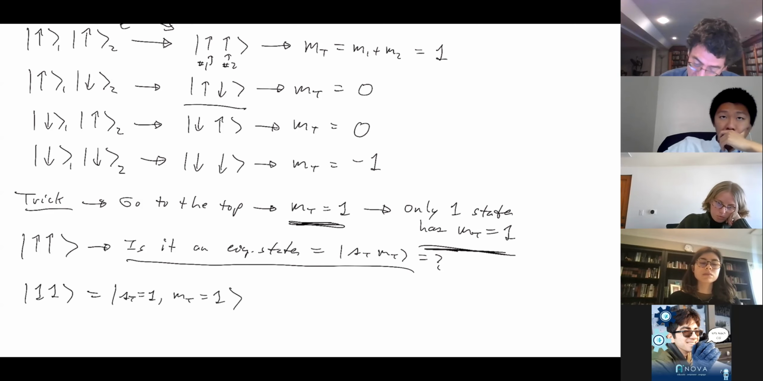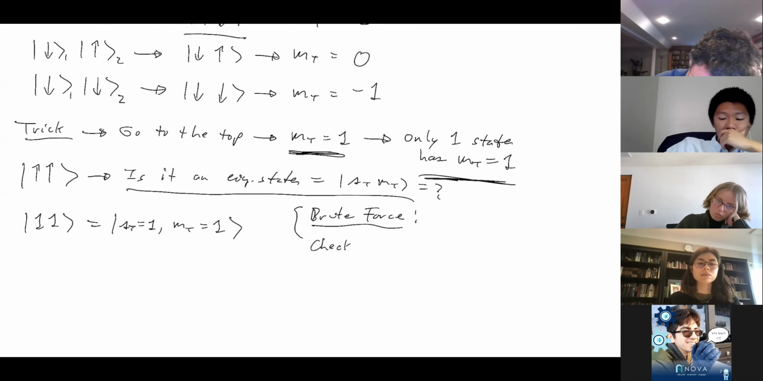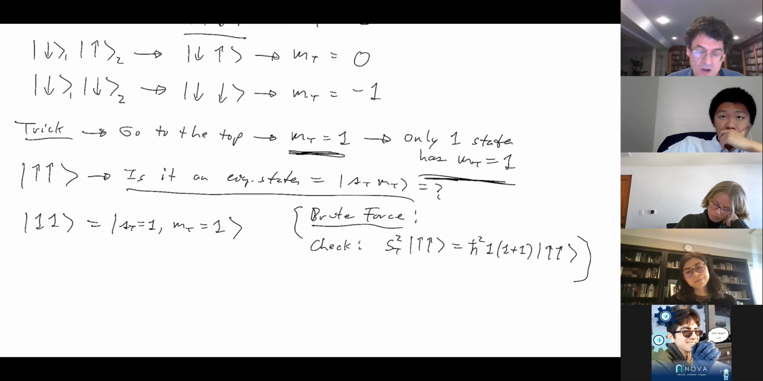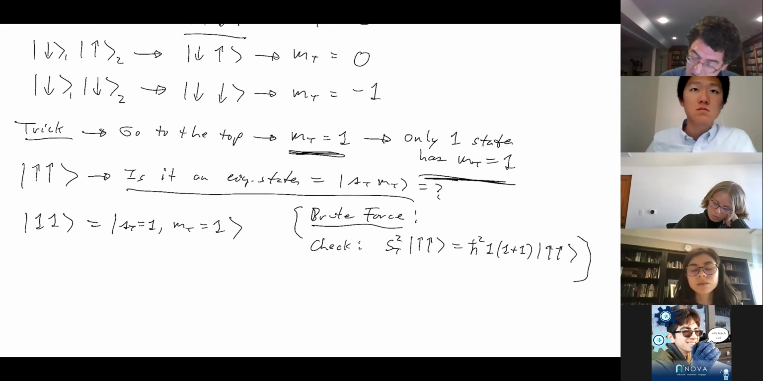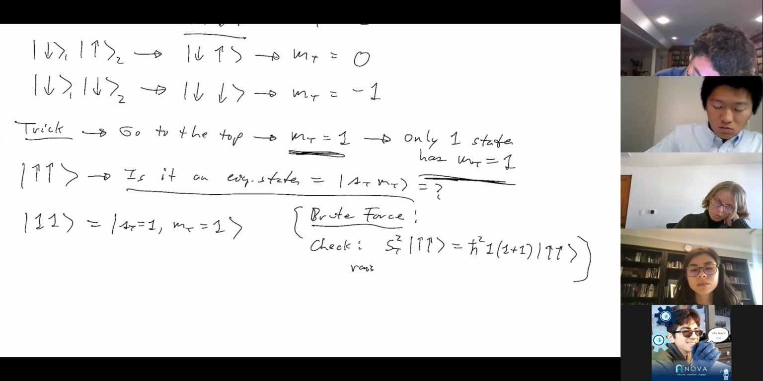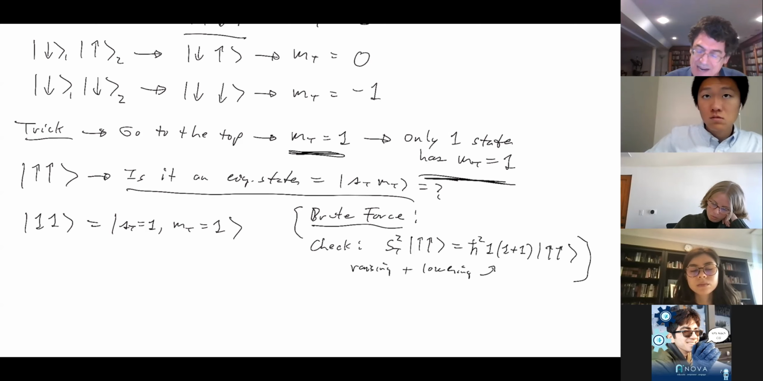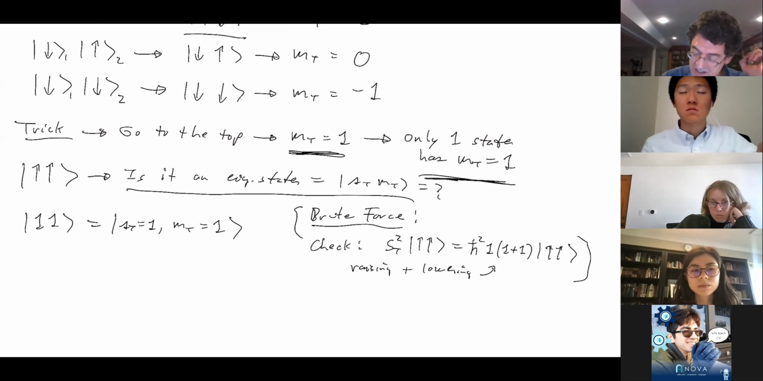But how can I say that? Well, the brute force way would be to check it by hitting S total squared on this state, up, up, and noticing that it equals H bar squared times 1 plus 1 times up, up. That would be the brute force way to do it. But I don't want to do that because that's a lot of work. But you should do that work, as homework. I want you to go through that exercise, because you're going to have to use raising and lowering operators when you go through the algebra, and you should go through that to see that it works. But now I'm going to try to use clever math reasoning.